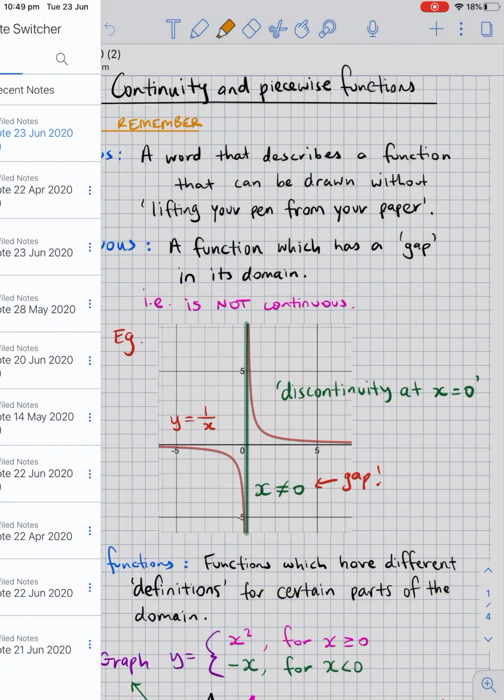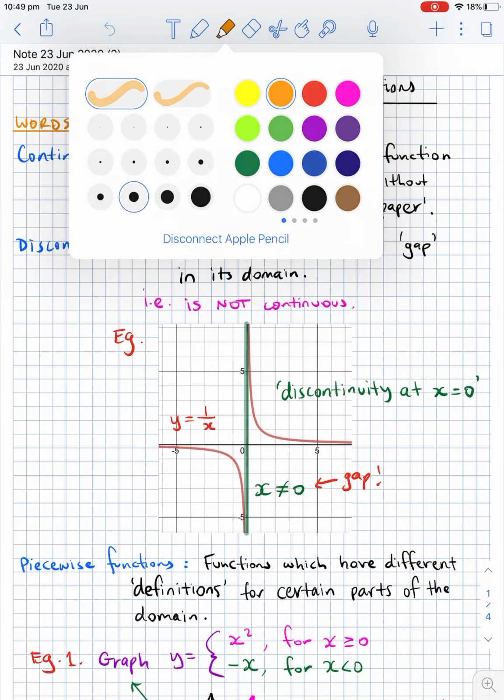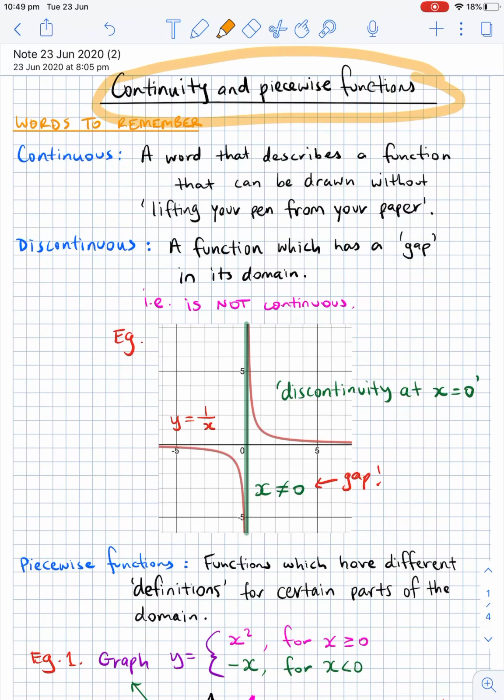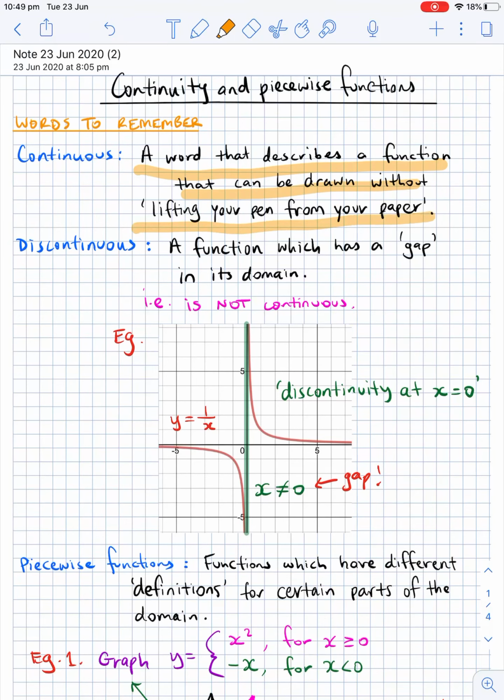Hi guys, for today's lesson we're going to be dealing with continuity and piecewise functions. So first up, some words to remember. What do I mean by this word continuous, which relates to continuity? Continuous is a word that describes a function that can be drawn without lifting your pen from your paper. So it's pretty much like the graph is a continuous sort of line.